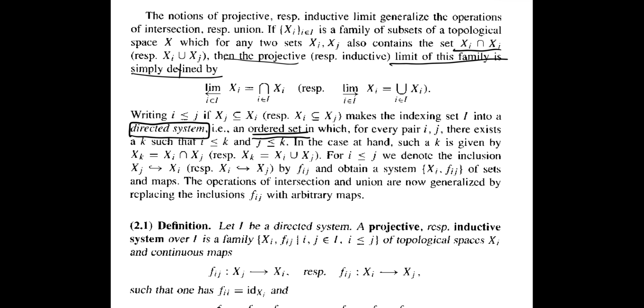For any two topological subsets Xi and Xj, their intersection is also there. This amounts to saying that for an ordered set, for any two elements i and j, there exists a k which is bigger or equal to both of them. And for the transition morphism, it is Fij, but in this special case it is the inclusion.